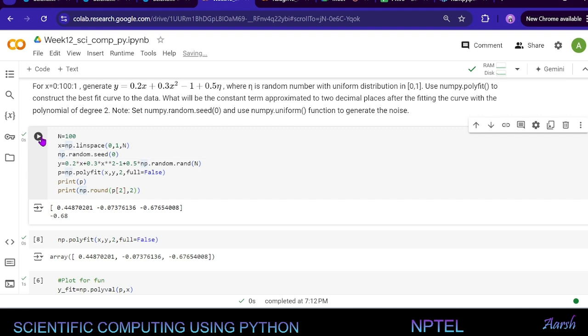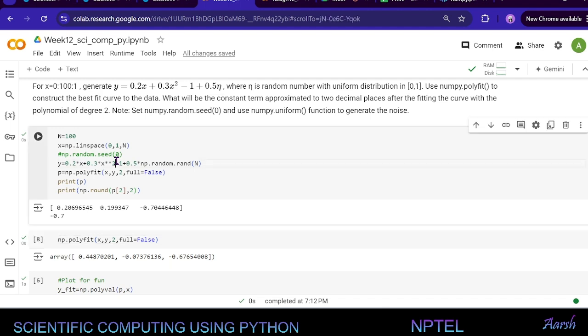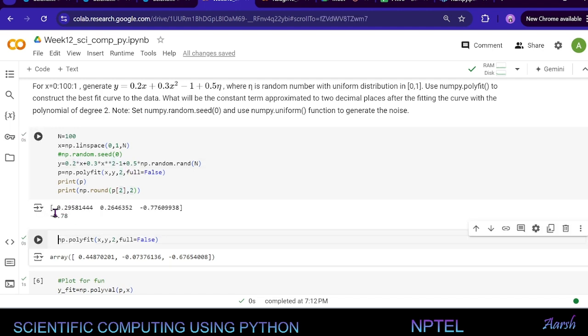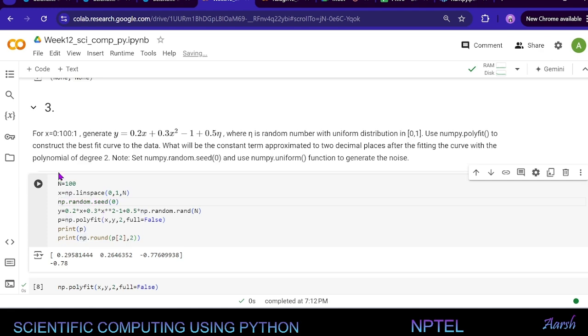And by the way, no matter how much I run it, I get the same coefficients. Why? Because I'm generating the same set of random numbers because I have given it some seed. If I don't give some seed, then it will generate different answers every time. So now it's minus 0.7, minus 0.78, etc. Okay, so let me uncomment this.